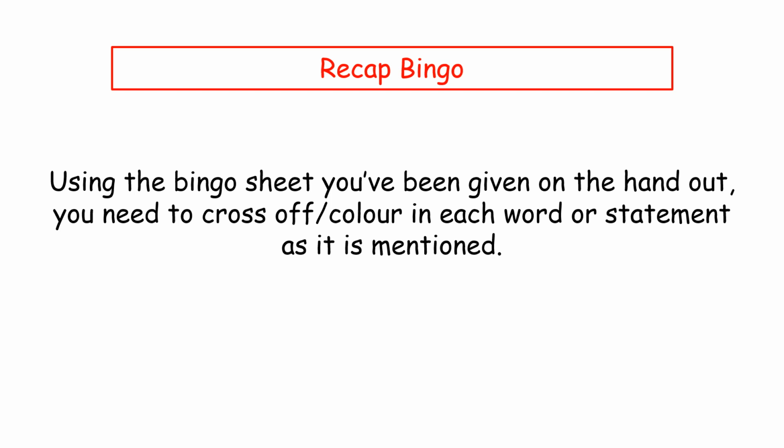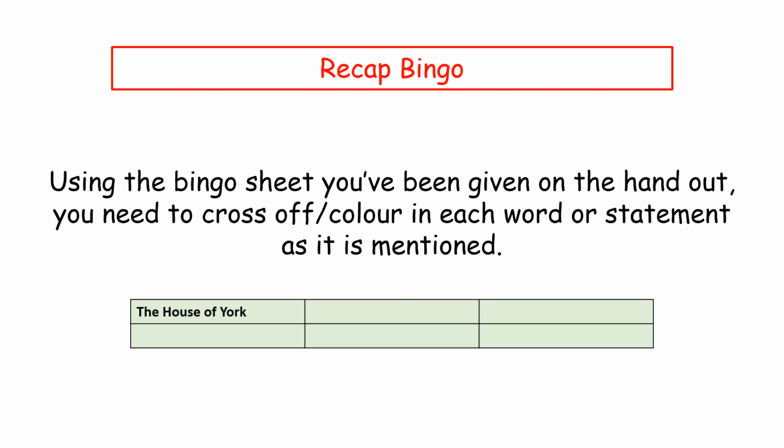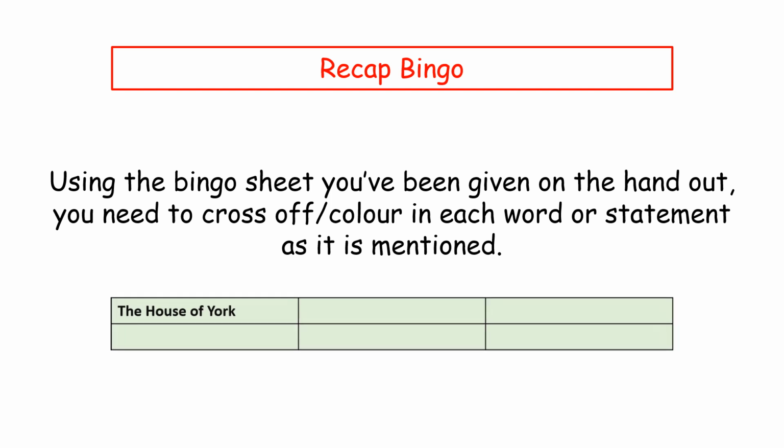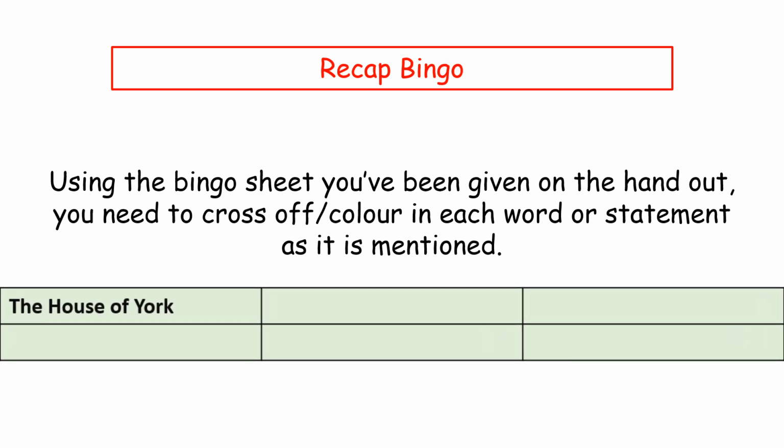So on your worksheet that you've got there, task 1, you should have a little grid, which is your bingo sheet. All you need to do is I'm going to play some information. And when you hear something mentioned, for example, the House of York, when it's said, you put a little cross next to it. So you just need to try and fill your bingo card and shout house. Obviously, no one will be able to hear you say it, but it's all good fun.